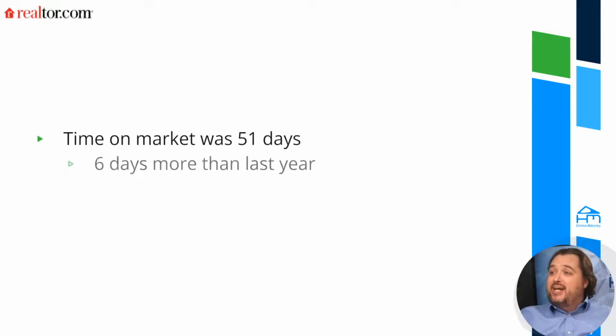Time on market was 51 days, which is 6 more days than it was the same time last year. October to October, 21 to 22, we're seeing a 6-day difference. It's 6 days longer to sell a house than it was, but you're going to continue to see that happen.